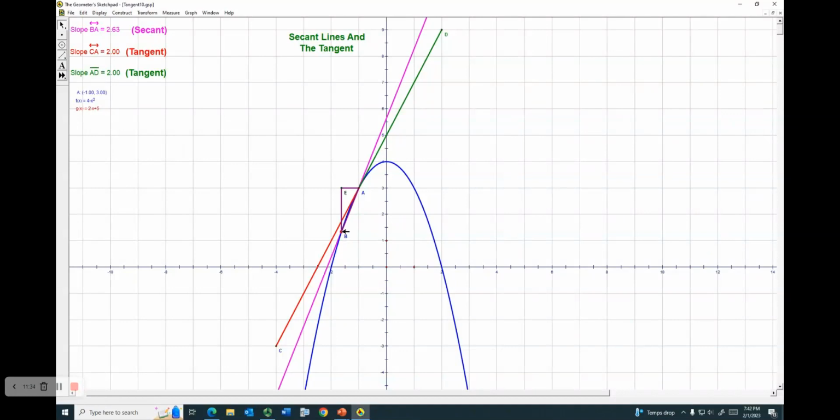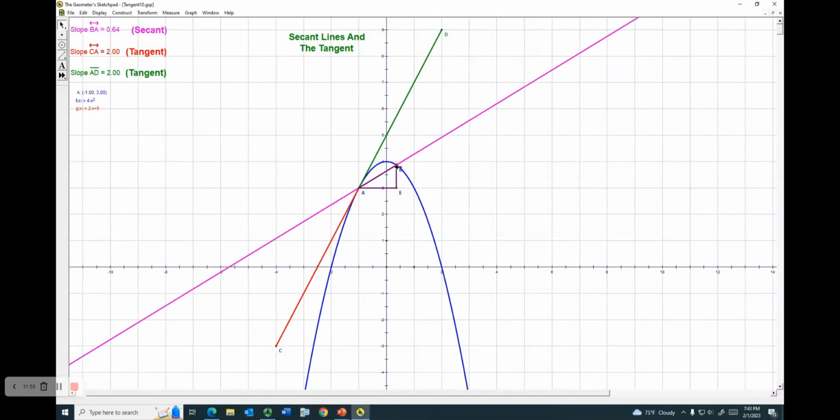Now if I move point B back up closer and closer to point A, watch that secant line slope going down to 2 now. And real close to 2, not quite 1.99. I'm back up above, come down below, 2.02. Can't seem to get it quite as accurate as I had it before. But the idea here is, whoops, let's see, we don't want that live. I just want this point alive.